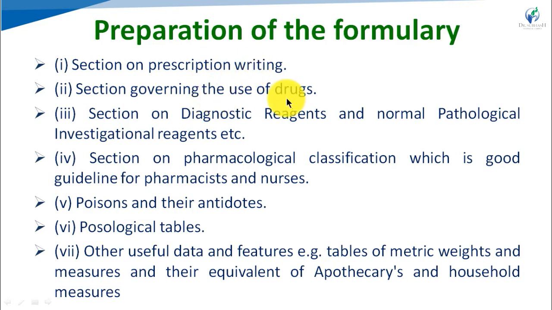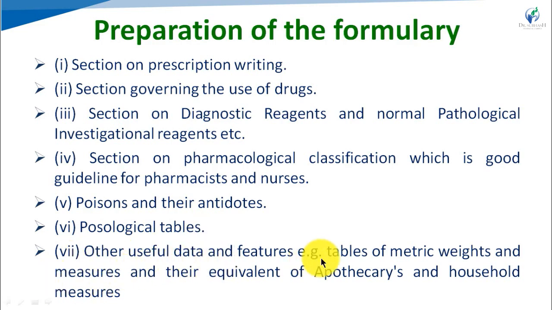Section governing the use of drug, what is the use, then section on diagnostic reagent and normal pathological investigational reagent, then section on pharmacological classification. देखिए बहुत सारे डॉक्टर हैं, they are prescribing the drug on the basis of a pharmacological classification. So pharmacological classification that should also be included, which is good guideline for the pharmacist and also for the nurses. Poison and their antidotes, posological tables, this is important for the calculation purpose.